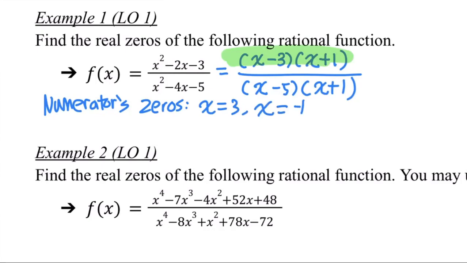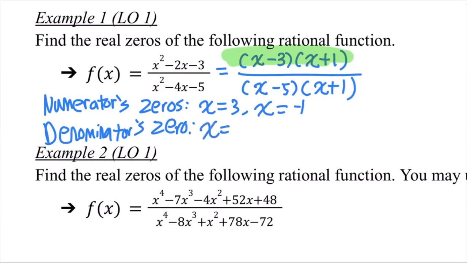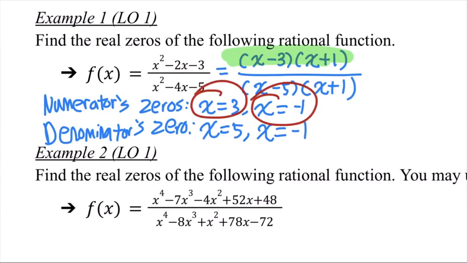We can also find the denominator's zeros by looking at the denominator's expression. We can determine that the denominator has zeros at x is equal to 5 and x is equal to -1. So essentially, our zeros of the entire rational function can be x is equal to 3 and x is equal to -1. But as I told you, we have to check that the numerator's zero does not overlap with the denominator's zero, because in that case, we have 0 over 0, which makes the entire function value undefined.